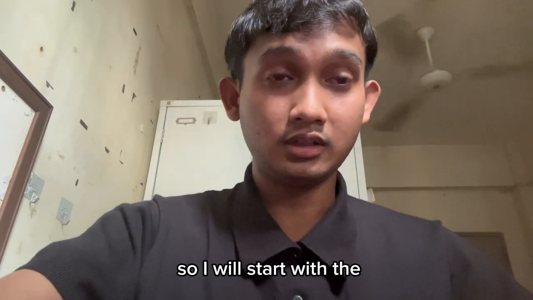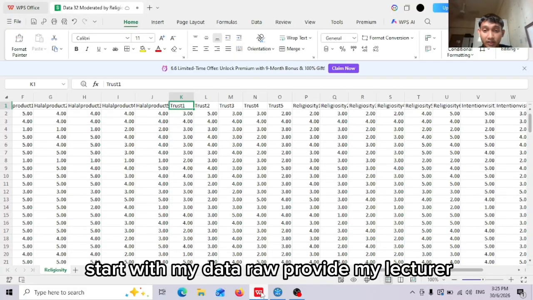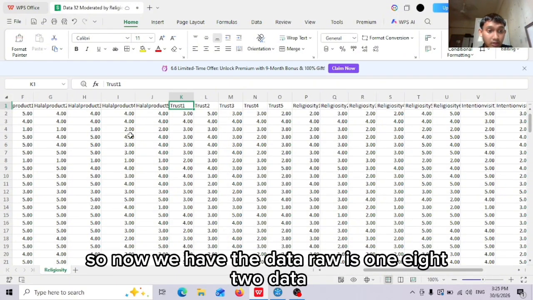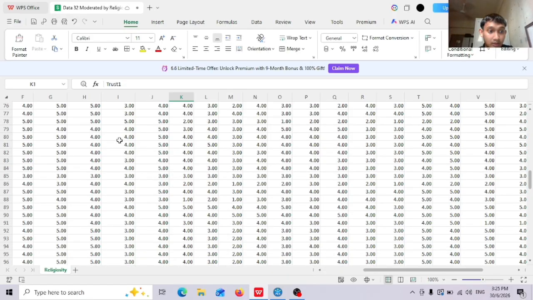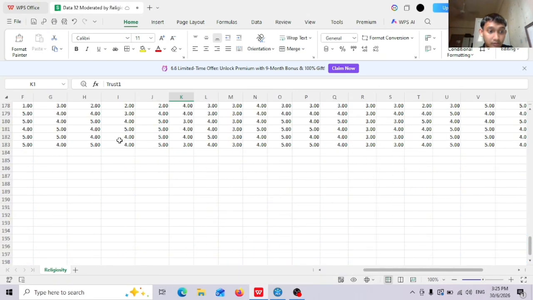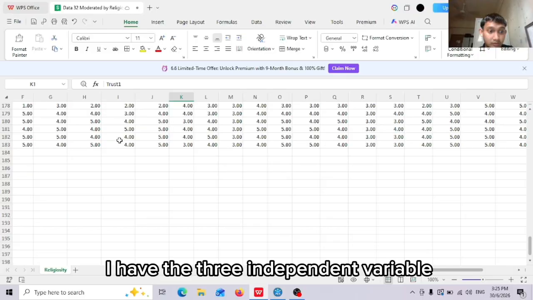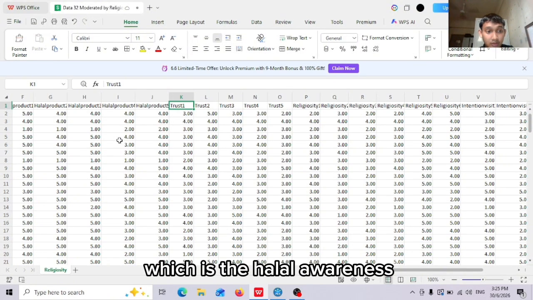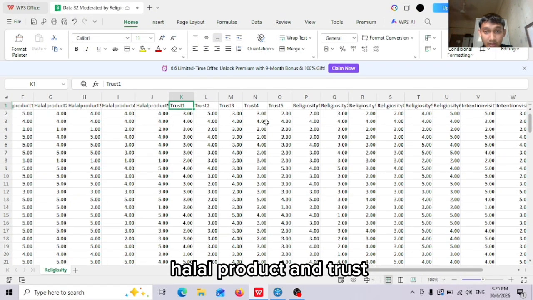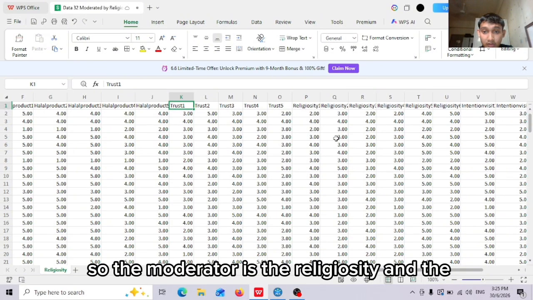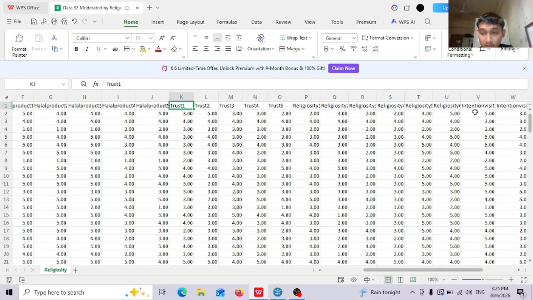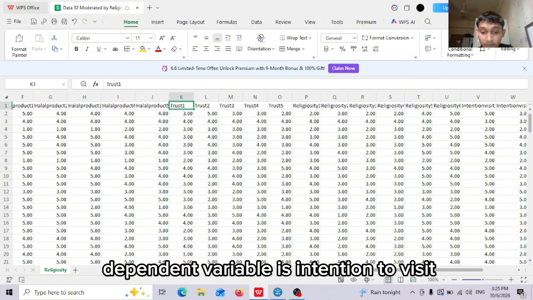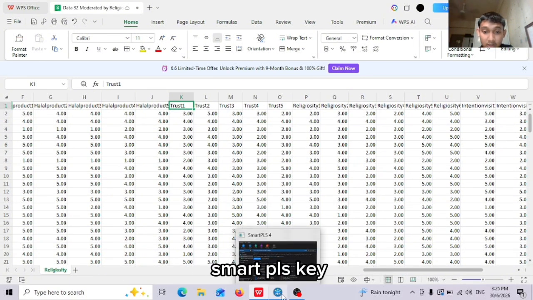I will start with my dataset before going to SmartPLS. The raw data provided by my lecturer has 1x2 data. I have three independent variables, which are halal awareness, halal product, and trust. The moderator is regularity, and the dependent variable is intention to visit. So let's move to SmartPLS.